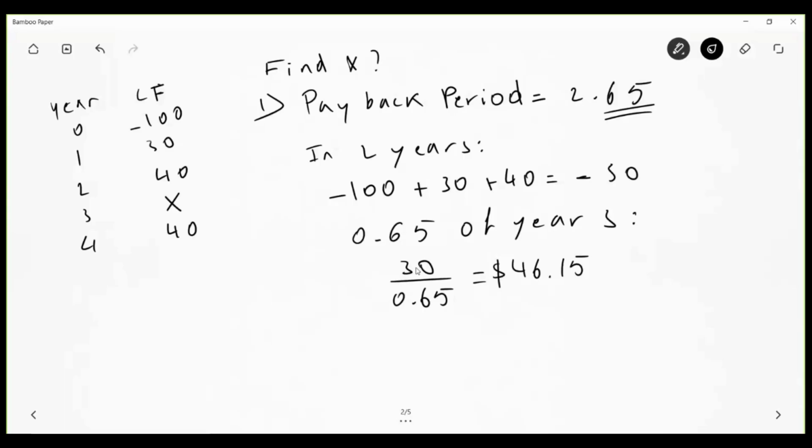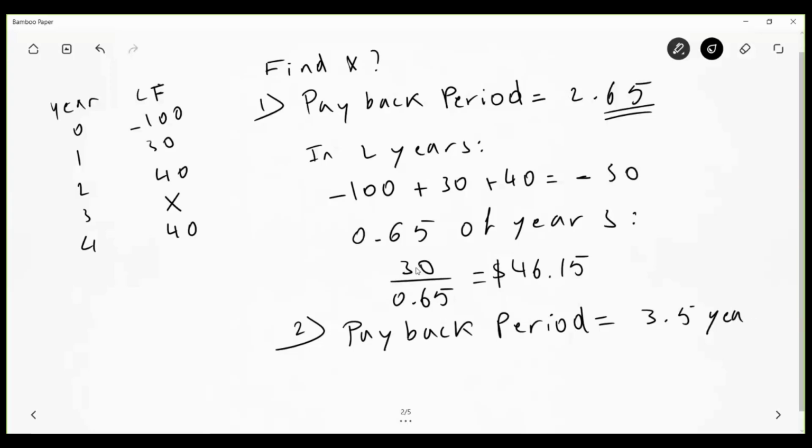So over the 3rd year, I will receive $46.15 in cash. $30 of those 46.15 represent 0.65 or 65%. Let's take another example, also with the payback period. Let's say now that the payback period, let's say this time it's more than 3 years. So let's say it's 3.5 years.